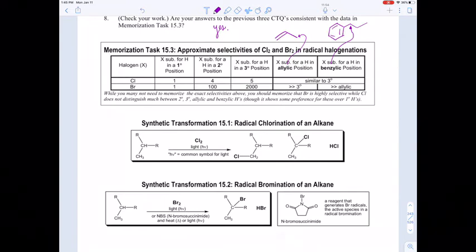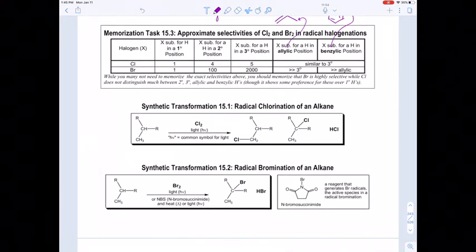Okay, we have a couple more synthetic transformations. Chlorine gives a variety of products. Bromine is preferential for a tertiary carbon. So the bromine reaction is the one that we're going to use by far the most. It's going to be one of the most common starting reactions because there are very few reactions where you can start with an alkane and do something with it. Alkanes generally don't like to react very much unless you can burn them, which isn't really that useful.